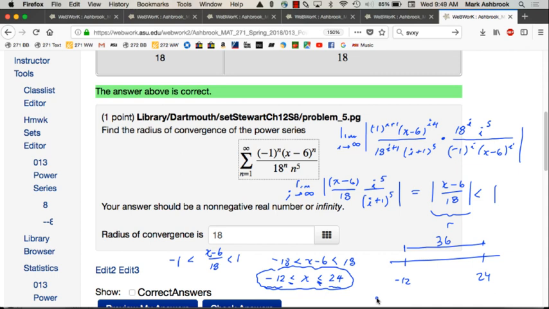Questions on this example? Okay, so today we're going to start Taylor and Maclaurin series.